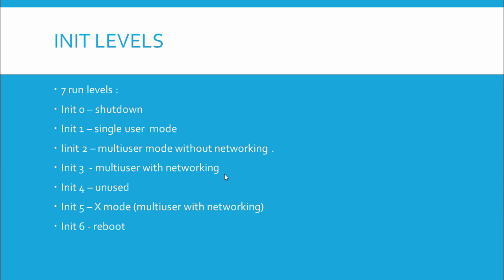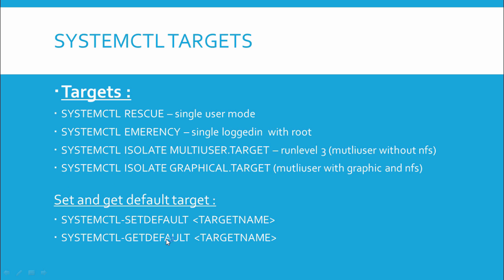Init 3 was multi-user mode with networking. Here also there was no graphic. Multiple users can log in with multiple terminals with networking. Now init 4 was unused. If you keep init 4, it will directly move to init 3. Init 5 was X mode, which is called graphical mode. Here you get multi-user with graphics with networking. And init 6 was for reboot.